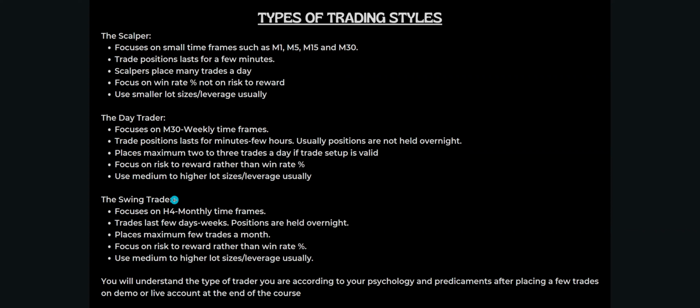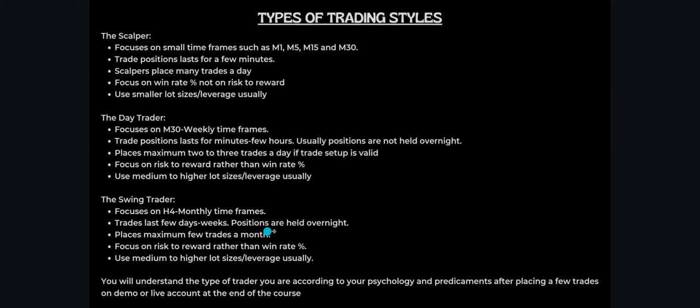So again, the next trader is a swing trader. This type of trader likes to focus from the 4-hour time frame towards the monthly time frame. Swing traders have a lot of different swing trading styles, but usually their trades last from a few days to up to weeks. And their positions are obviously held overnight because they're swinging the trade. They're holding the trade for a few days.